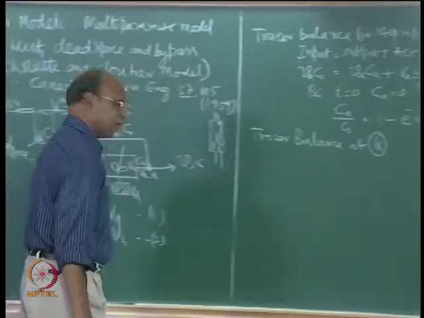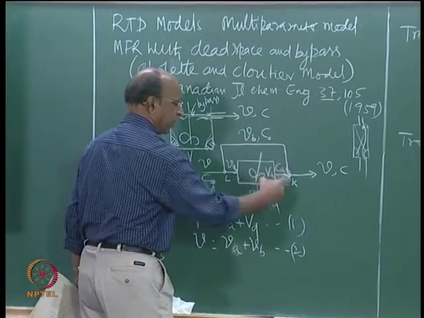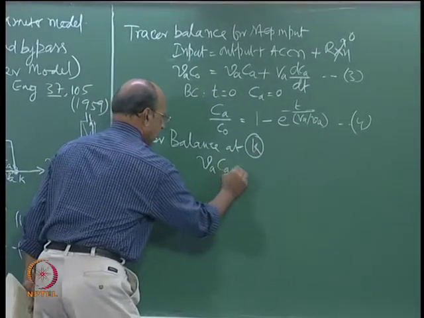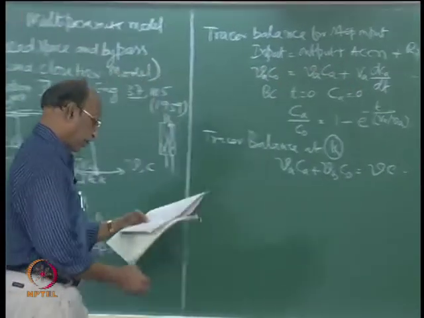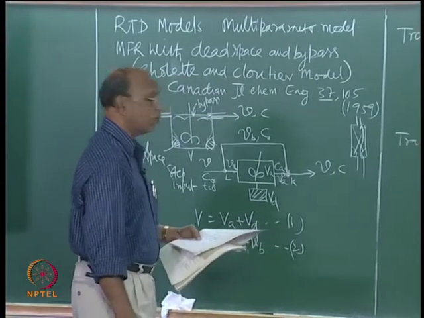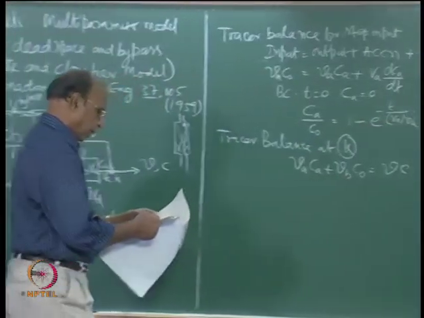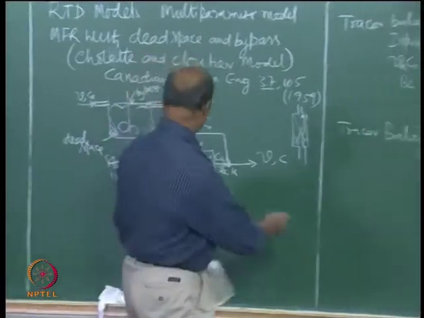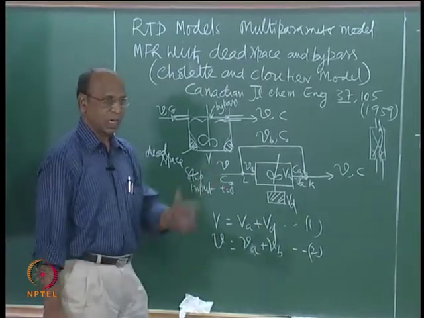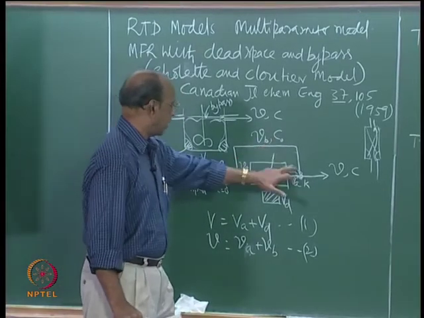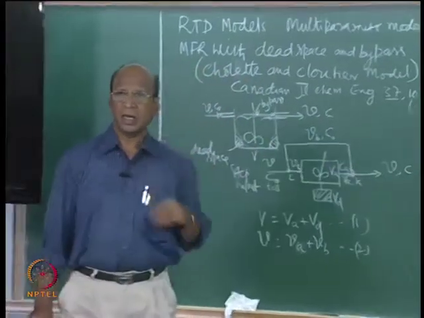Anyone can tell that? Two streams are coming: v A C A and v B C naught. v A C A plus v B C naught equal to v C. So, this is equation 5, correct? It is v into C only, right? Now using this equation we should be able to eliminate that particular term. This stream v B C naught is again mass flow rate only, in grams per second. v B C naught is coming here and v A C A is coming here. Together they give me v into C.